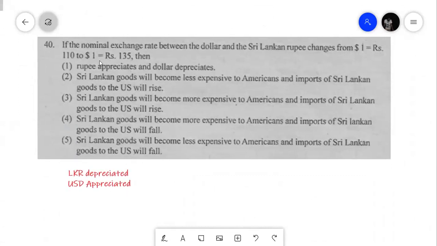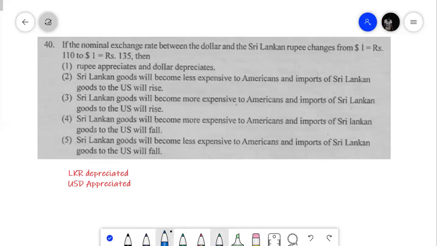So in that context, let's look at the answers. Rupee depreciated and dollar, right? Rupee appreciated and dollar depreciates. Yes or no? Wrong, right? It's the other way around. Sri Lankan goods will become less expensive to Americans, and imports of Sri Lankan goods to the US will rise. What do you think?